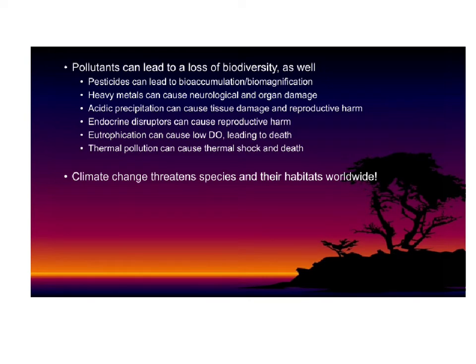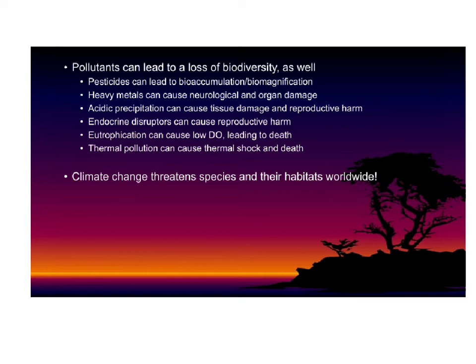Pollutants can also lead to a loss of biodiversity. Pesticides can lead to bioaccumulation and biomagnification. And depending on the pesticide, those can cause all kinds of harm. They can cause direct death or they can cause reproductive harm. Heavy metals can cause neurological and organ damage. Acidic precipitation can cause tissue damage in plants and reproductive harm in other species. Endocrine disruptors can cause reproductive harm.